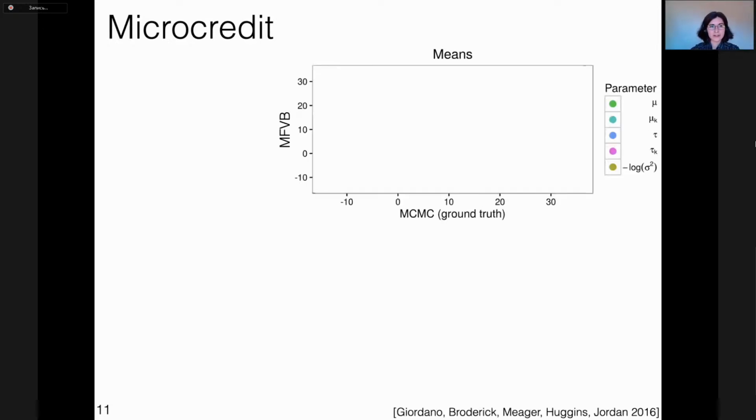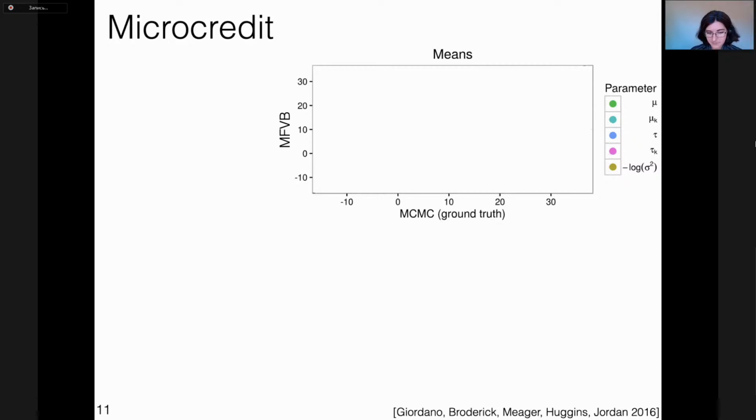Okay, so what I'm going to do here is run mean field variational Bayes for all these different parameters, to get my approximate Bayesian posterior, and I'm going to run Markov chain Monte Carlo, and here I'm treating it as sort of a ground truth. And then we're going to compare, in this case, let's say the posterior means that we get from each of them.